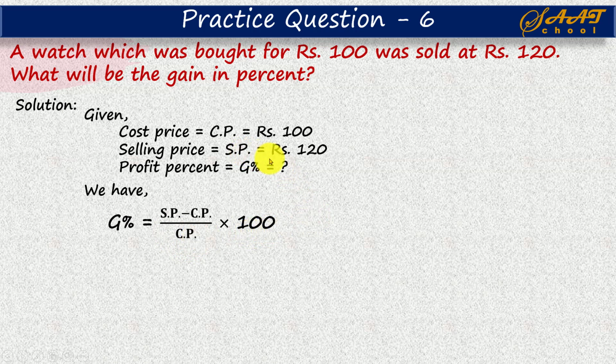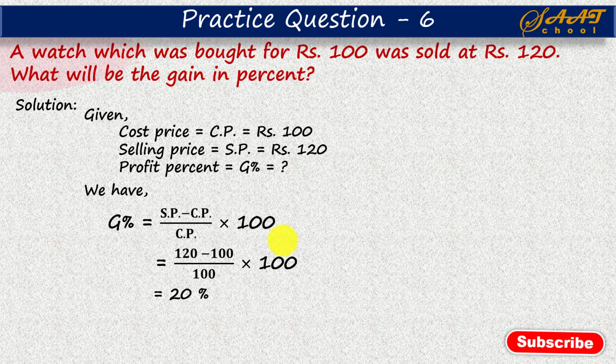Here we have SP which is 120 and we have cost price which is 100. So simply using those values, which is 120 minus 100, selling price is 120, cost price is 100, and this is again cost price. Now if you cancel this 100 and this 100, and when you subtract these two, then we find 20%. So 20% is the gain percent in this question. Therefore gain percent is 20%.